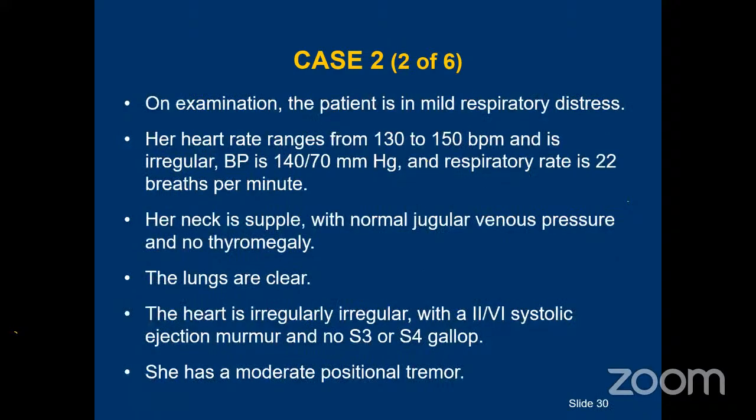On examination, the patient is in mild respiratory distress. Her heart rate is between 130 to 150 beats per minute and is irregular. Blood pressure is 140/70 and respiratory rate is 22 breaths per minute. Her neck is supple with normal jugular venous pressure and no thyromegaly. Lungs are clear. Heart is irregular with a 2/6 systolic ejection murmur and no S3 or S4 gallops. She has a moderate positional tremor.